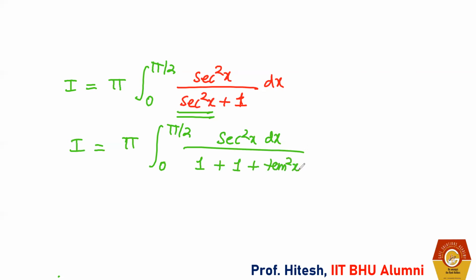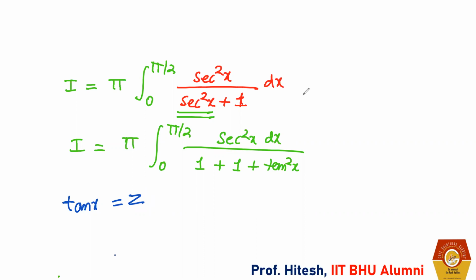tan square x. Okay, so I is equal to pi into, put tan x equal to z. And 0 to pi, if I put tan x equal to z, then in the middle at pi by 2 it is discontinuous. So we cannot put that, that's why we have to convert it into 0 to pi by 2.